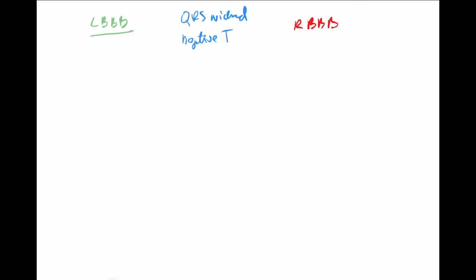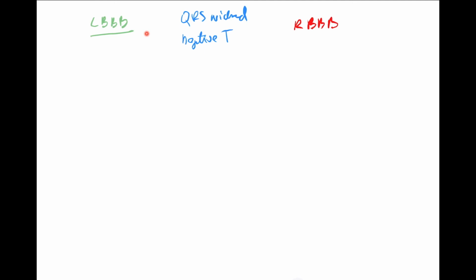So LBBB, left bundle branch block, is very important to think of every time. Ischemias and infarctions are causes of LBBB. So he can be fully healthy, and now he's having an infarction and he's having an LBBB as a result. Every time there's chest pain in combination with left bundle branch block, cath lab.